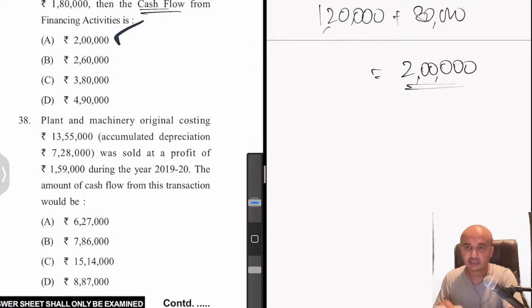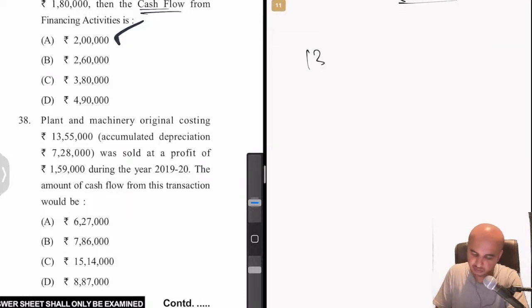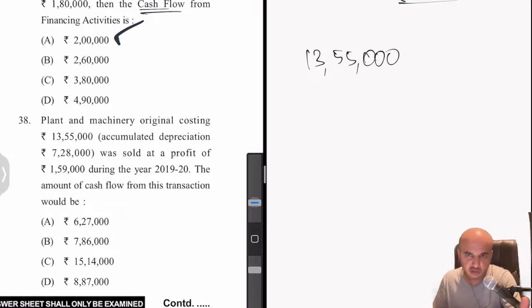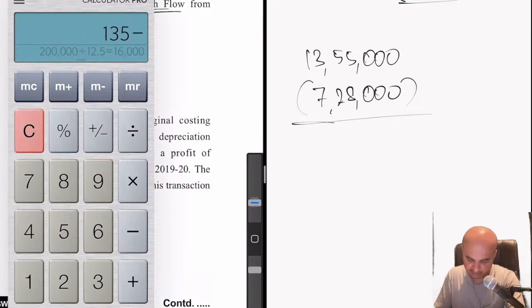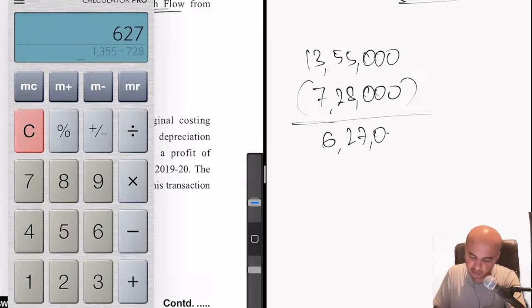Last question for the day. Plant and machinery original costing rupees 13,55,000. Let me just write it down for understandability's sake. 1355 is the original cost. Accumulated depreciation is 728, so far. Therefore, what is the book value? 1355 minus 728. So 6,27,000 is the book value of the asset.